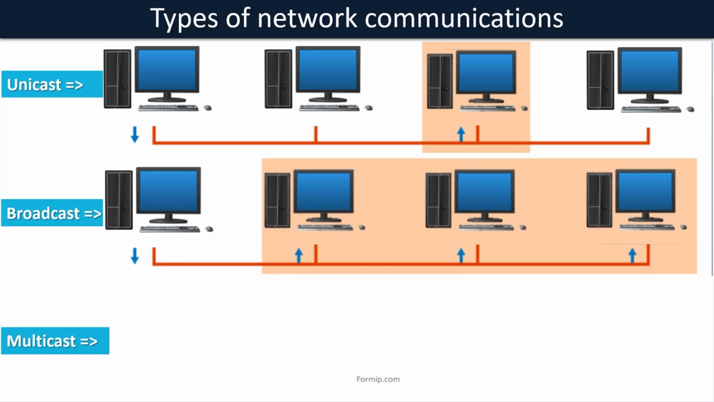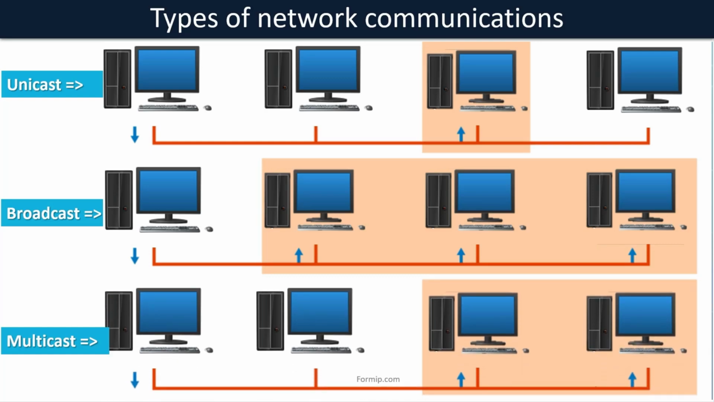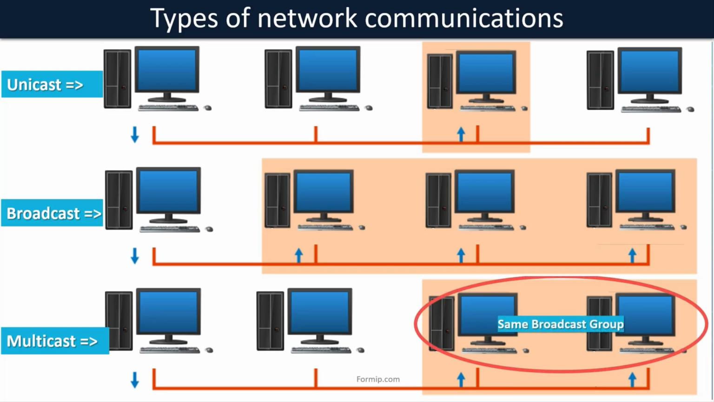In broadcast communication, the frame is sent from one address to all other addresses. In this case, there's only one sender, but the information is sent to all connected machines. And in a multicast communication, the information is sent to a specific group of devices or clients. Unlike broadcast, here clients must be members of the same multicast group to receive information.